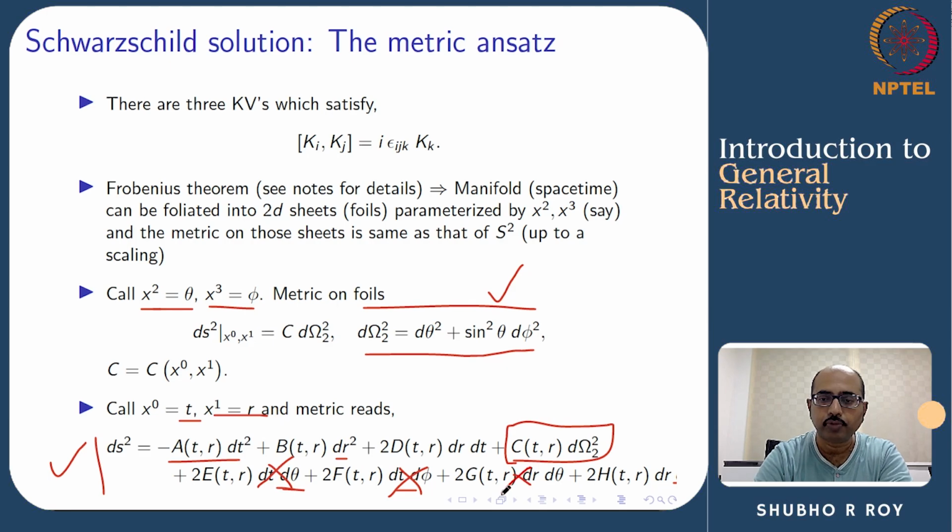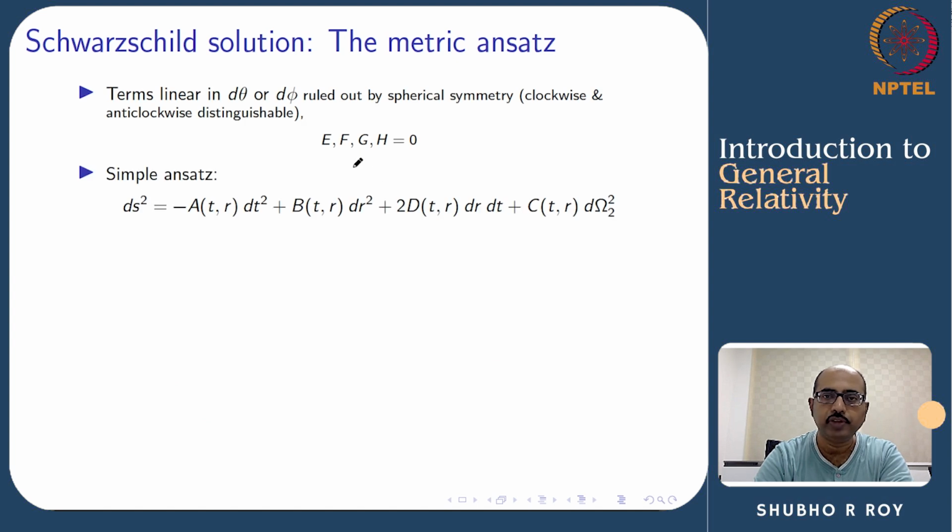So the last 4 terms drop out, and we are just left with 4 terms. So E, F, G, H drop out, and we have a simpler ansatz, I won't say simple, in which you have 4 terms turned on, one of them of course being the sphere metric, nothing to determine there. All we have to determine are the undetermined coefficients A, B, D, and C. Now, general relativity has this property of diffeomorphism invariance or general coordinate invariance.